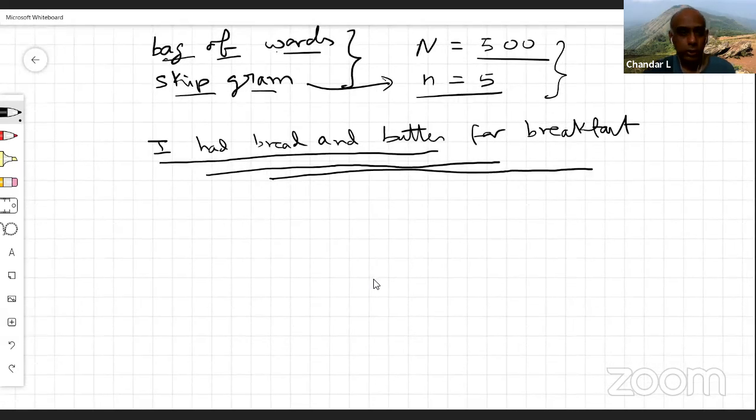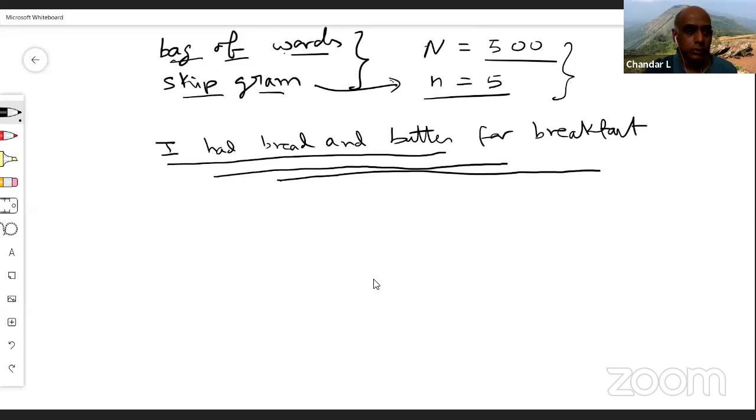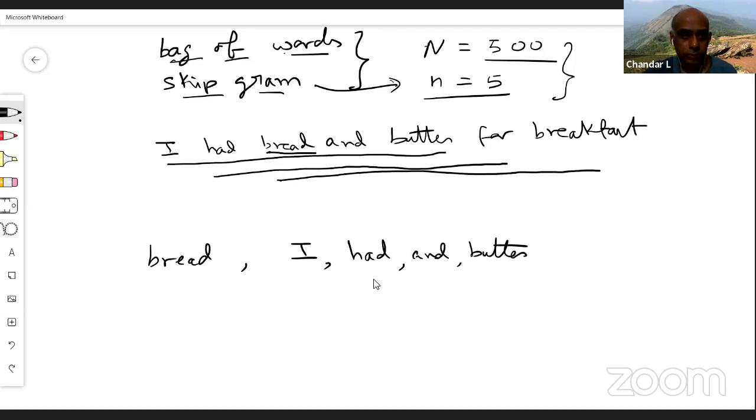Now in this 5 gram, there are two ways in which you can look at the input and output. Let us say you looked at the input as bread. The output could be I, or had, or and, or butter. Basically, it is all the surrounding words of bread: I, had, and, butter. This is called the skipgram approach, where you are using one word to predict multiple.